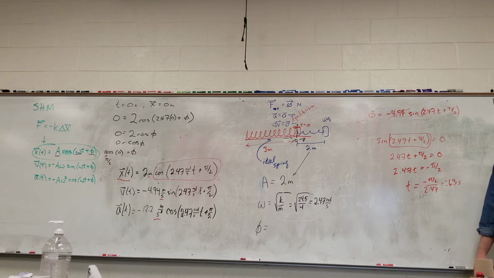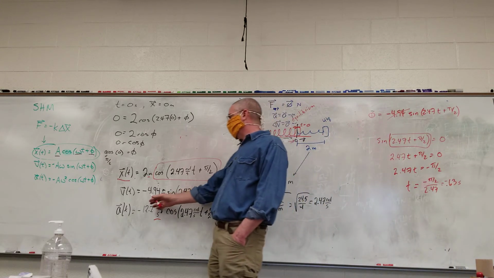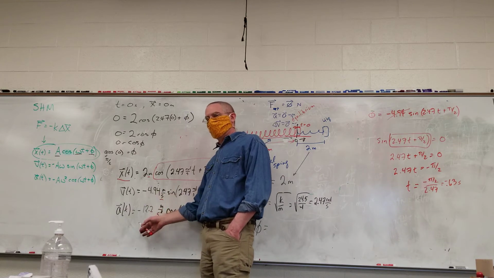When else is the sine equal to 0? Just 3 pi over 2? Acceleration 0. He said when acceleration is equal to 0. Yes. The velocity is not 0 when acceleration is 0. Turns out velocity is going to be positive or negative 4.94 meters per second when acceleration is 0.